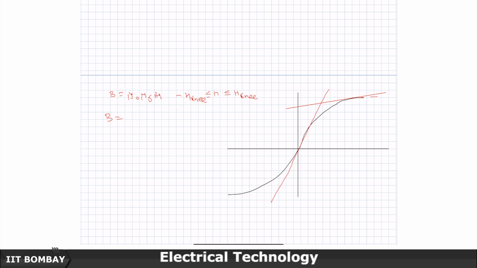So, the equation of this, the slope of this line is just mu 0. So, B will be mu 0 h, but offset is when h is equal to 0, the offset is some B naught. I'll write some B naught for this, but this description is valid only in the region where h is greater than h knee.